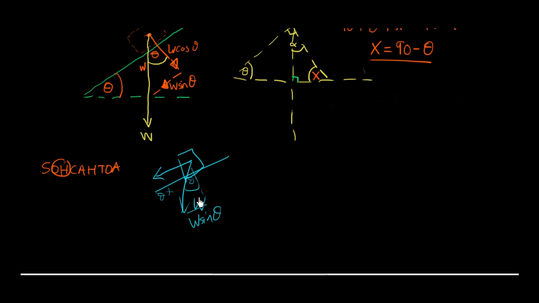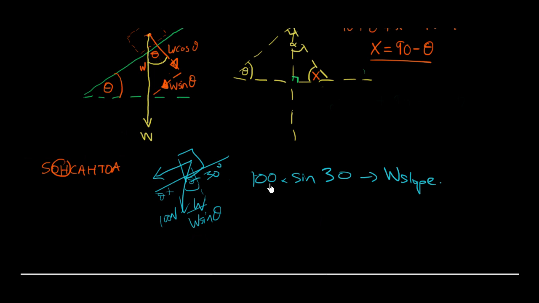W sine theta, because it's the opposite, as we just set up here. If the weight is say 100 newtons, and let's say that theta is 30 degrees, then out of those 100 newtons, 100 times sine of 30 degrees is the component of the weight down the slope. That's how much this force will be here.